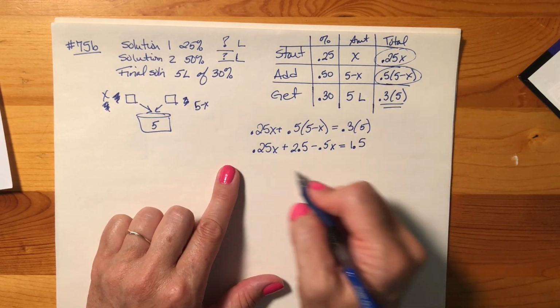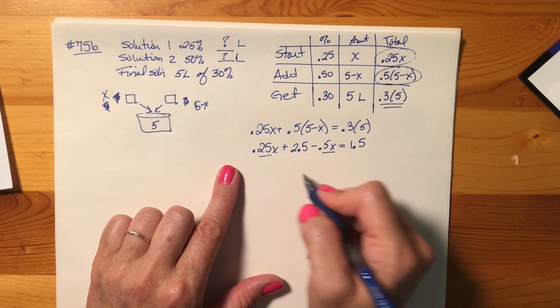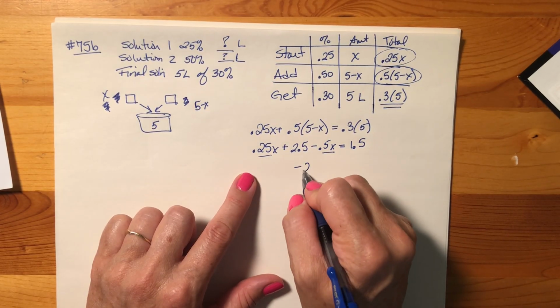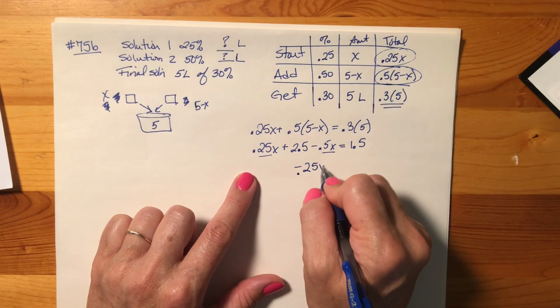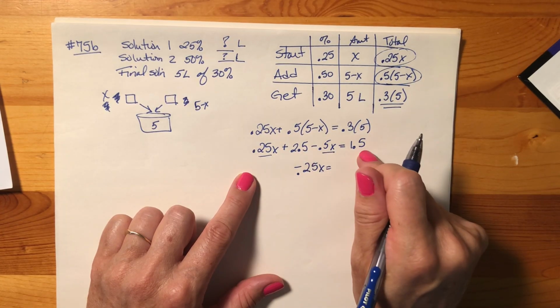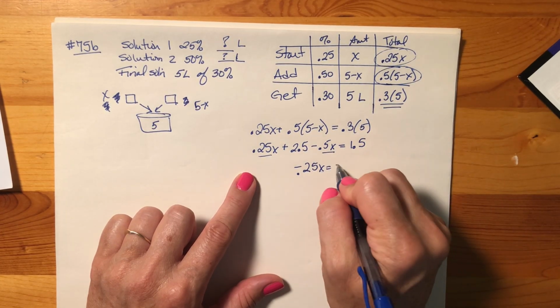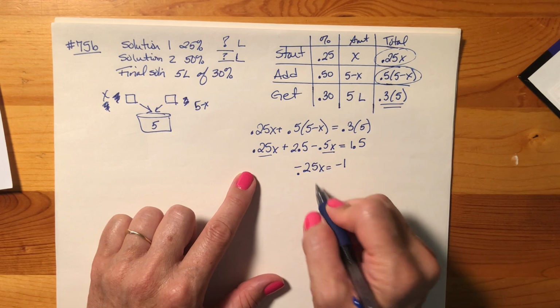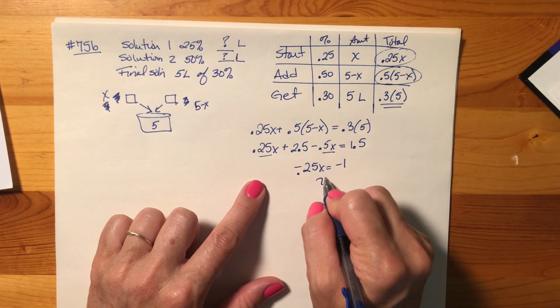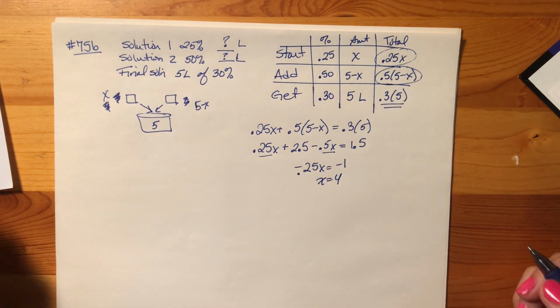All right, let's get all our terms together. We got this and we got this. We're going to take away 0.5. That's going to be negative 0.25x. And bring this 2.5 over here. It becomes negative, so that's going to be negative 1. I divide both sides by negative 0.25, and x is equal to 4. Oh, that's so nice, isn't it?